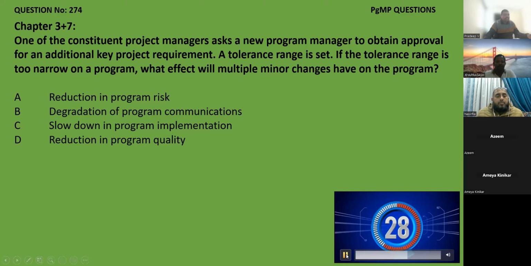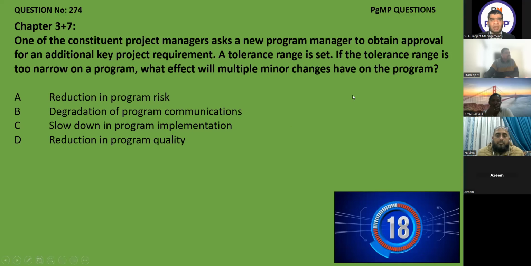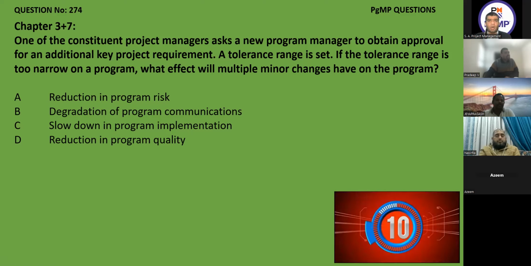So, an easy question. If the tolerance range is too narrow on a program, what effect will multiple minor changes have on the program? One of the constituent project managers asks a new program manager to obtain approval for an additional key project requirement. A tolerance range is set. So it means that every time he will disturb the program manager: I need approval, I need approval, I need approval. So what effect will it have?